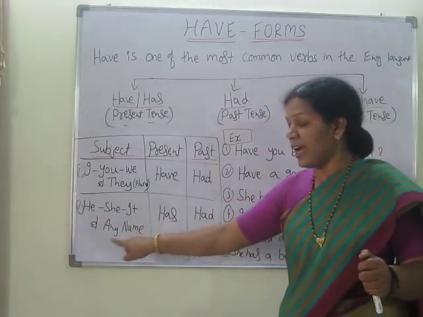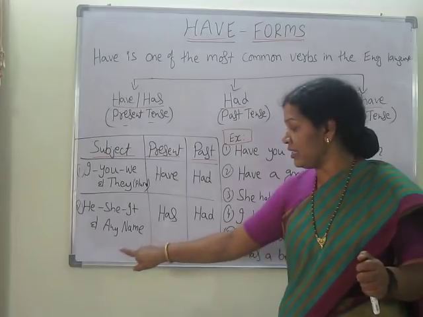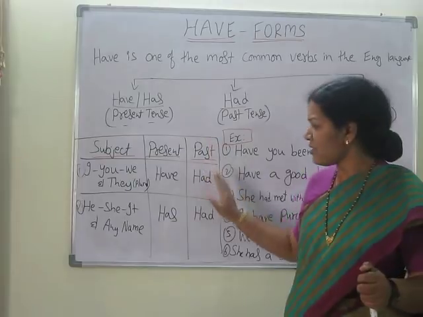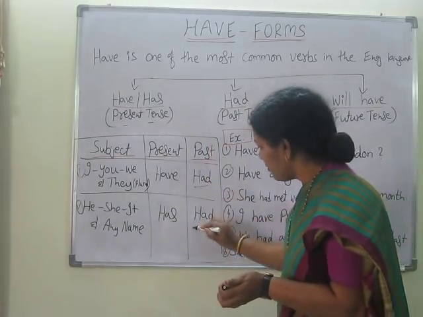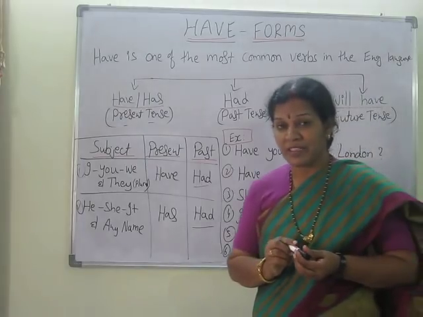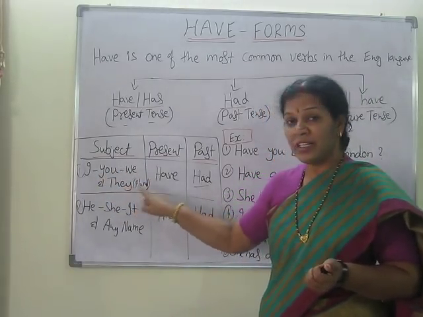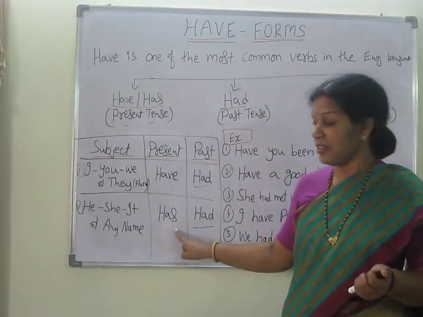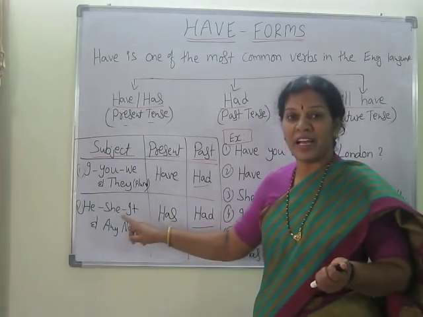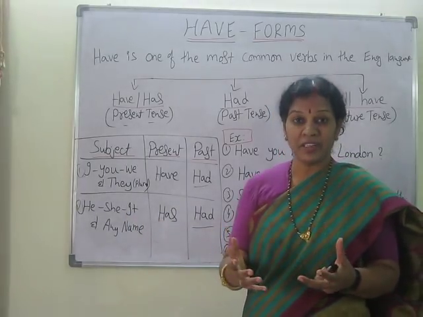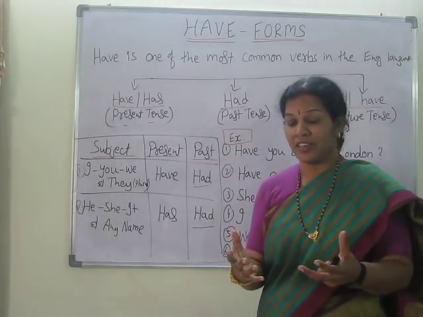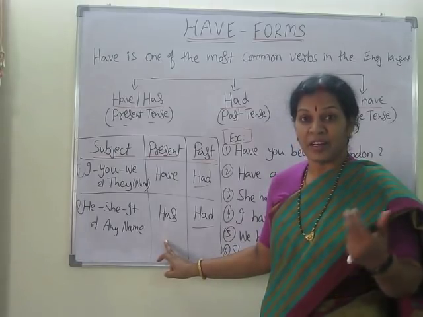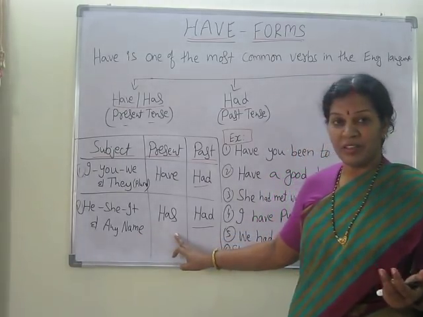Second subject: he, she, it and any name. For the present tense we say has. Present tense has. Past tense is the same, had. The past tense is common. Only in the present tense, if we take I, you, we, they, we use have. He, she, it or any name, has. She has. He has. It has. It has been raining since yesterday. So like it has. Any name: Sita has. Rama has. We can use it like this.